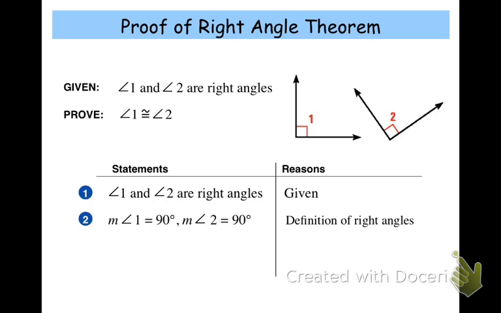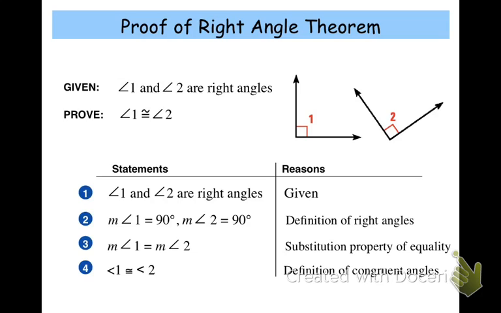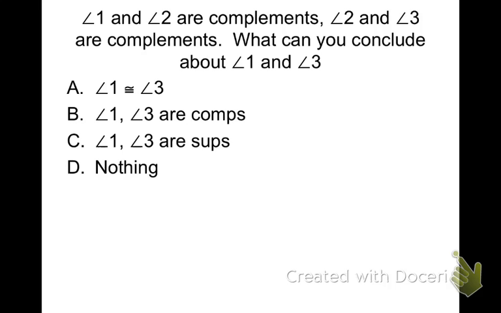Knowing that they're right angles tells us their measurements. So the measurement of angle 1 is 90 degrees. The measurement of angle 2 is also 90 degrees. That's the definition. By the substitution property of equality, that gives us that the measurements of the two angles are equal. Knowing that their measurements are equal tells us that the angles are congruent by the definition of congruent angles, and we've proved the right angle theorem.